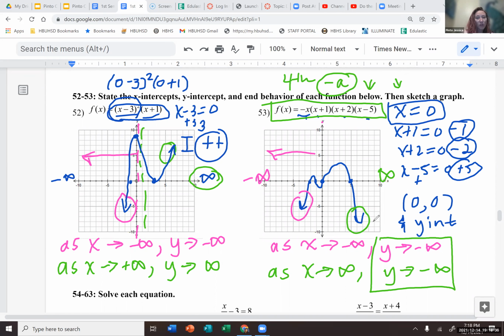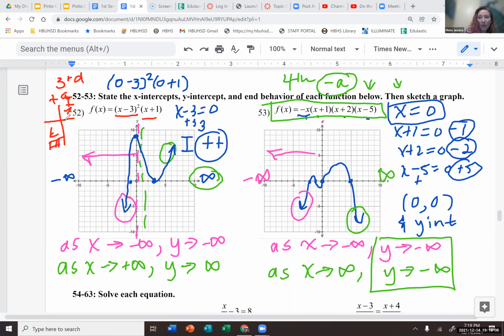Now in 52, if I look at that equation a little bit more clearly, I can see, okay, in 52, this one has 1, 2, 3. This is a third degree. And third degree with a positive a. So that means that the arrows point in opposite directions. And there's one arrow in quadrant 1, and then the other arrow is in quadrant 3.